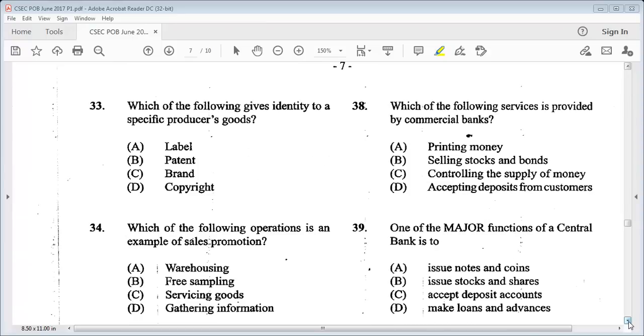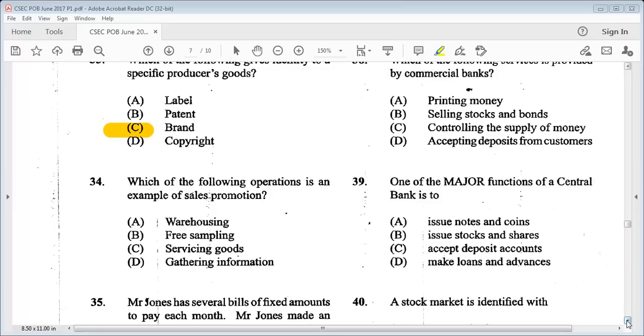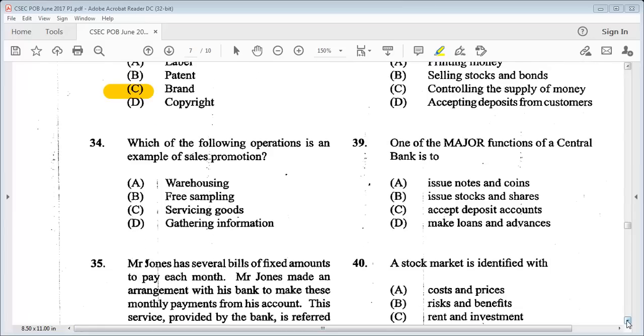33 says, which of the following gives identity to a specific producer's goods? We know it is C, brand. 34 says, which of the following operations is an example of sales promotion? B, free sampling.